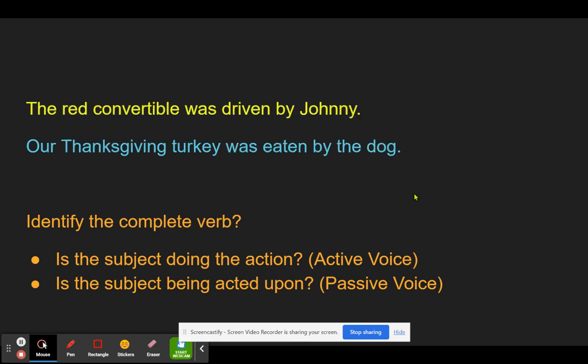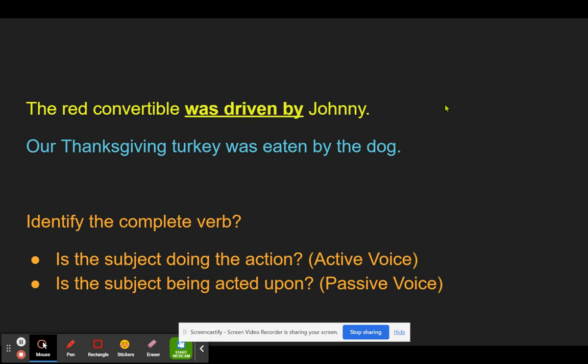Now, we can express the same idea in the sentence, but we can invert the word order. Perhaps we want to focus more on the convertible than we do on Johnny. Perhaps we want to focus more on the turkey than we do on the dog. So in those cases, we can invert the sentences. We can put what used to be the object in the subject slot. And if it's the thing that comes first, it's going to be our subject. So in this case, our subject is convertible. Our convertible was driven by Johnny.